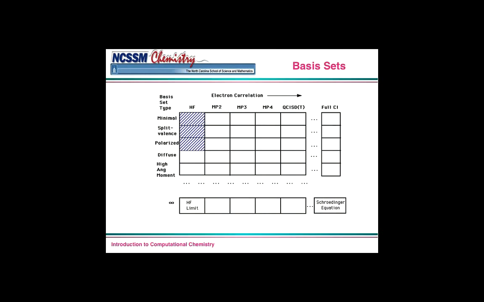Rarely will your basis sets be minimal. We almost never use minimal basis sets for anything in computational chemistry. But most of the time, your basis sets are going to be split valence or split valence polarized, maybe diffuse ones, depending on what you're doing. So the shading there represents both the basis sets and the level of theory that you are typically going to be working in.